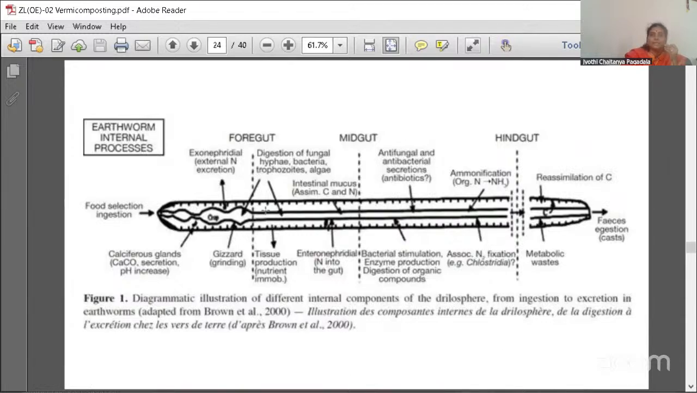Here you can see the diagrammatic illustration of different internal components of the drilosphere from ingestion to excretion in the earthworms. This picture is adapted from Brown et al., 2000, from a research paper.